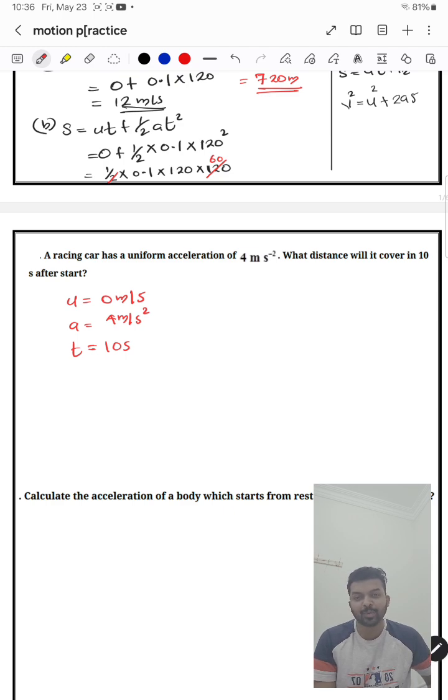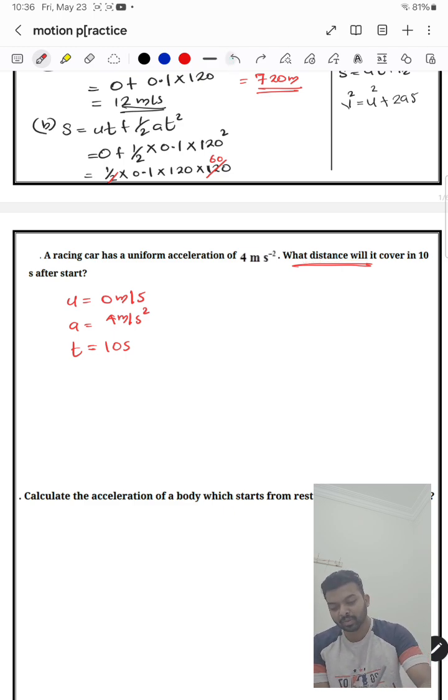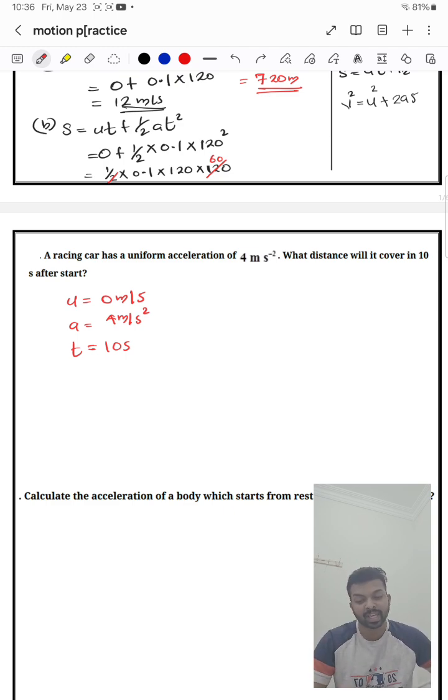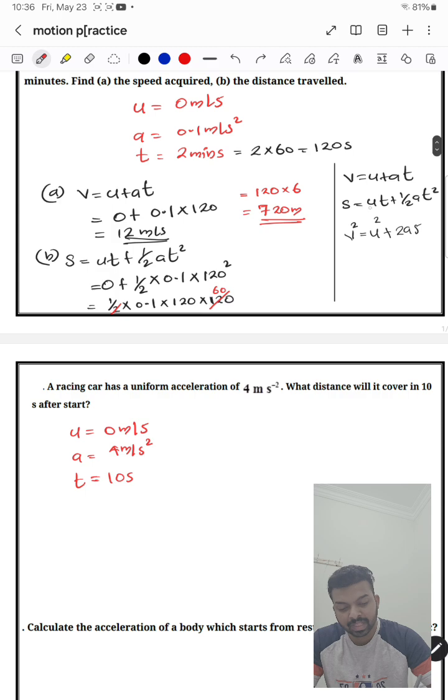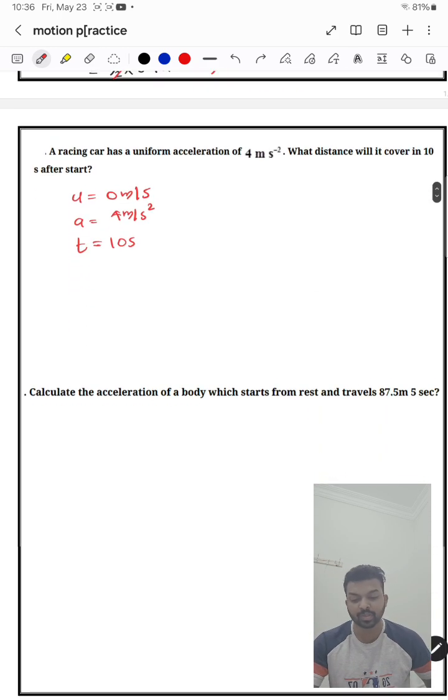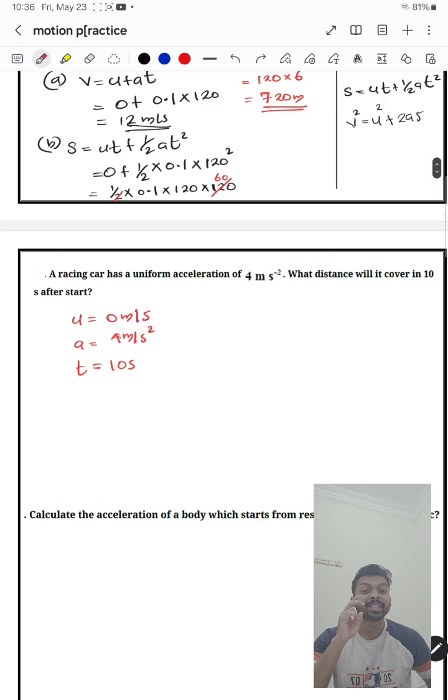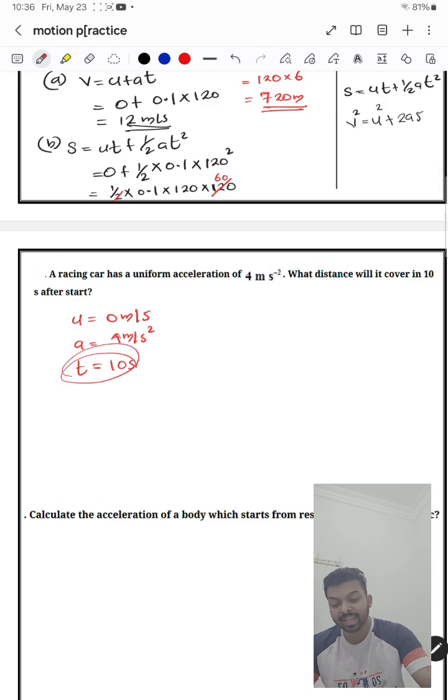So tell me please, which equation should we take? We have to find the distance which it will cover in 10 seconds. I have told you, if you have to find the distance, you have to use the equation which comes with S, but there are two equations which come with S. What are they? S is equal to ut plus half at square, and v square is equal to u square plus 2as. Which equation should we use? Here you can use the second equation. Why? Because the time is here. Understood?